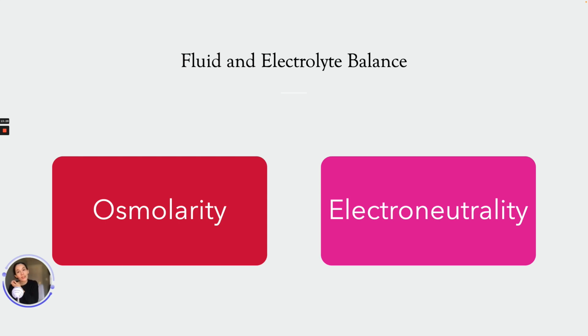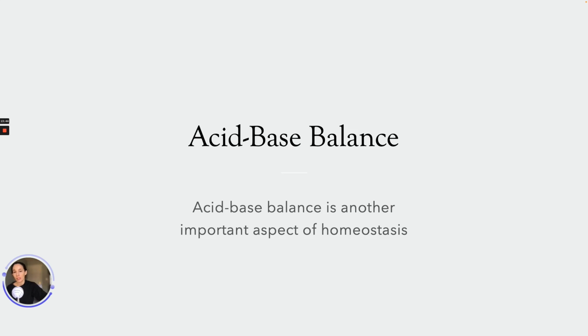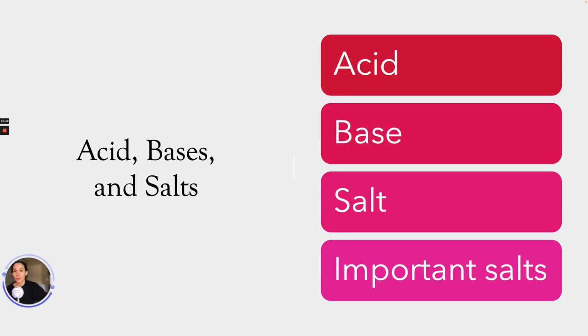So fluid and electrolyte balances, there's osmolarity, which is the property of particles in a solution to dissociate into ions. And there's electroneutrality. This is the balance of positive and negative charges. So let's talk acid-base balance. This is another important concept of homeostasis. So acids, bases, and salts.